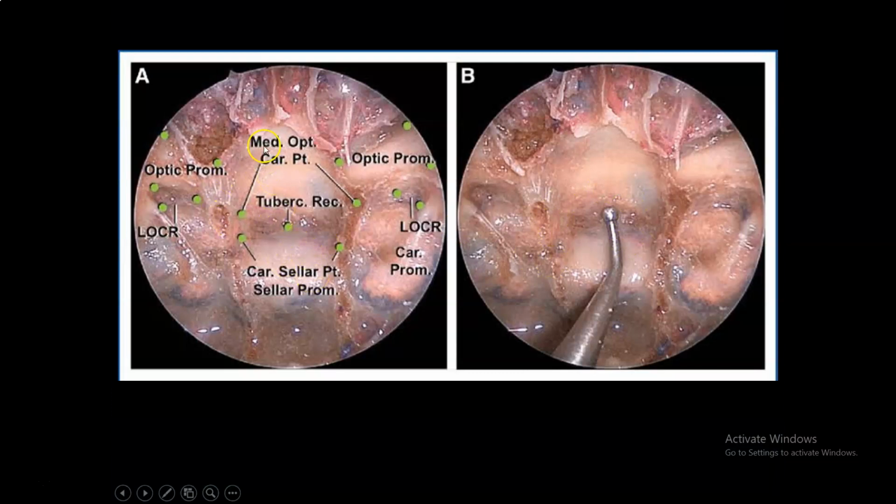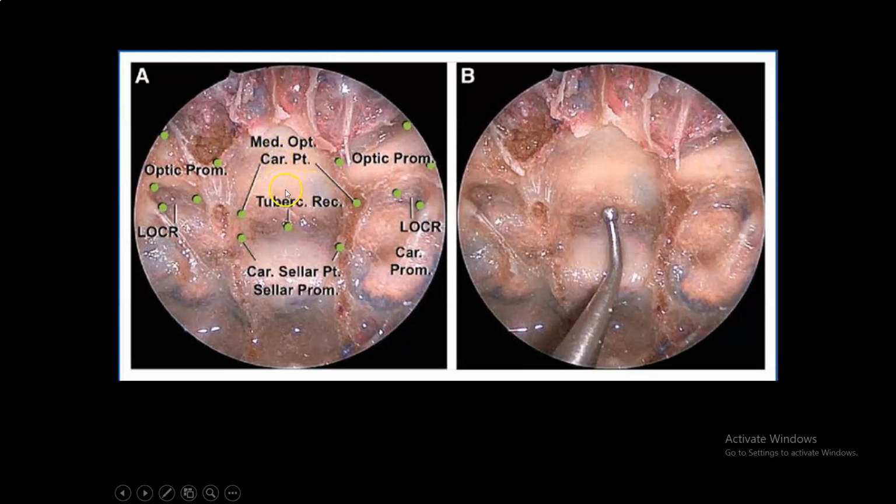Now we are talking about the endoscopic anatomy, I'm going to unveil the secrets of the endoscopic anatomy. This is the planum sphenoidal here, and we have the sulcus chiasmaticus. So here we have the sulcus, the optic prominence. What is a sulcus from above is a prominence from below. What is a sulcus from below is a prominence from above. So when you are looking below, you see the planum sphenoidal, but we have the sulcus chiasmaticus or the optic sulcus. Here you have the optic prominence.